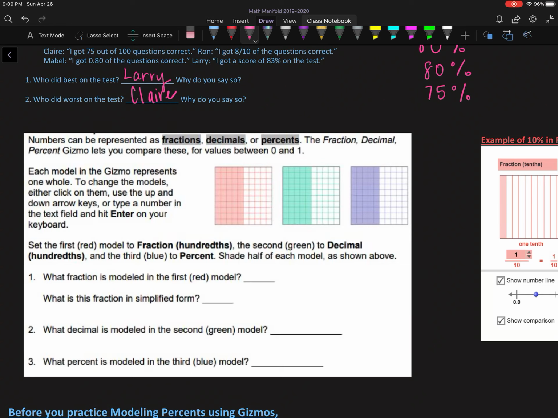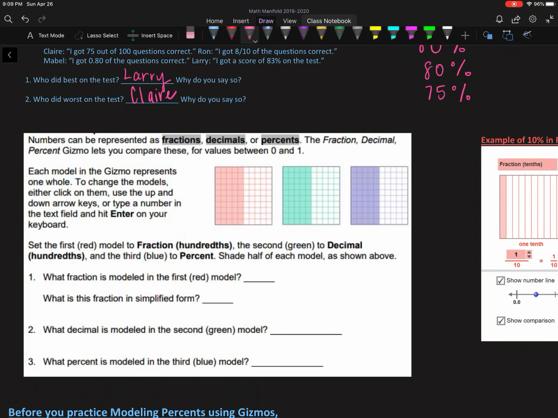Here in the red, the green, and the purple, the red is represented as a fraction, which is a number out of 100, because we're looking at between 0 and 1. Then in this picture, there are 100 little squares. The green is represented by a decimal. And again, there are 100 little squares there. So we're looking at the hundredths. And the third, the blue or the purple, is going to be our percentage, which is a number out of 100.